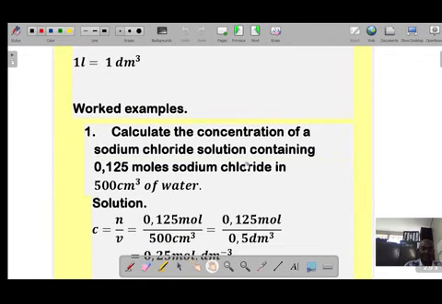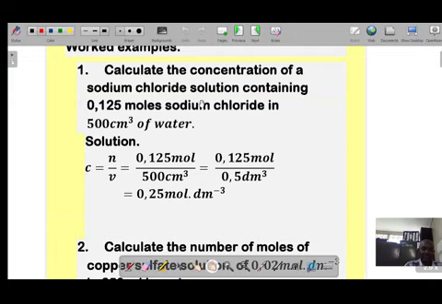We'll take an example here. Calculate the concentration of sodium chloride solution containing 0.125 moles sodium chloride in 500 cubic centimeters of water. So here, note what they gave us. They say calculate the concentration of sodium chloride containing these moles here. They gave us a volume, 500. Now, this volume is in centimeters cubed. So what do we do? We convert it to decimeters cubed.